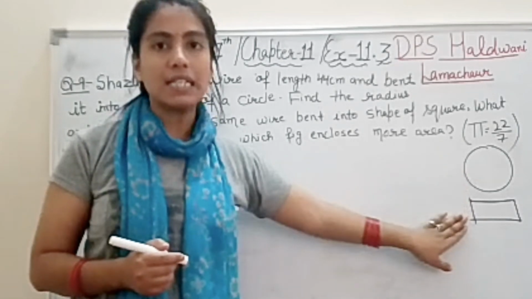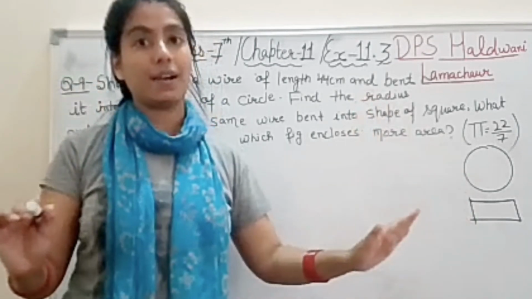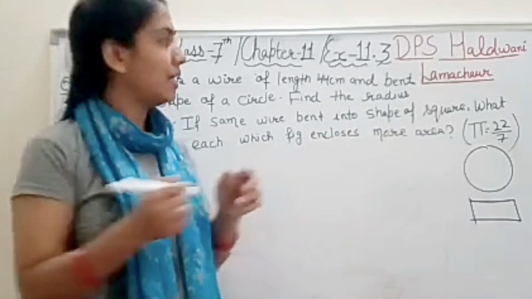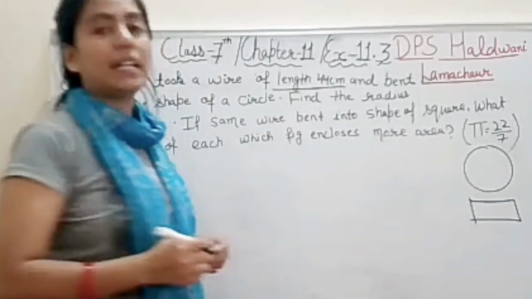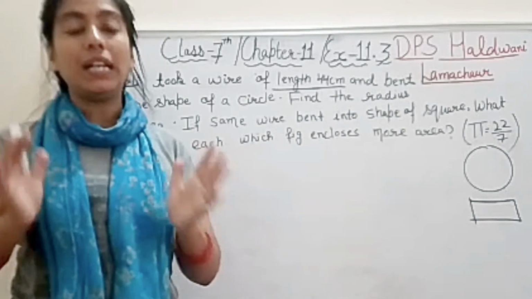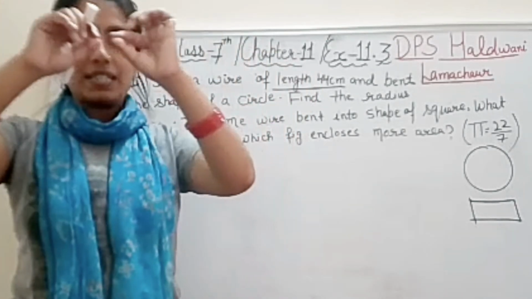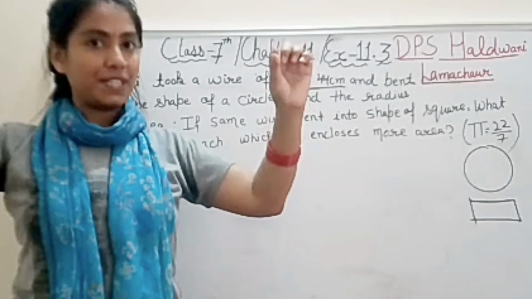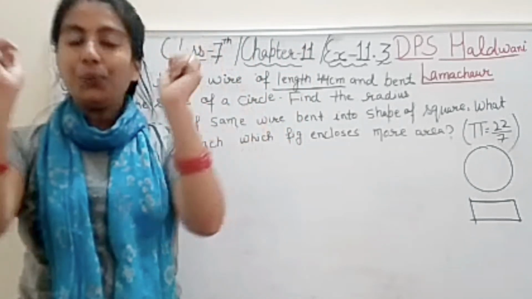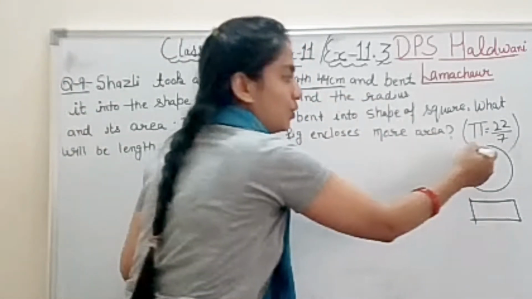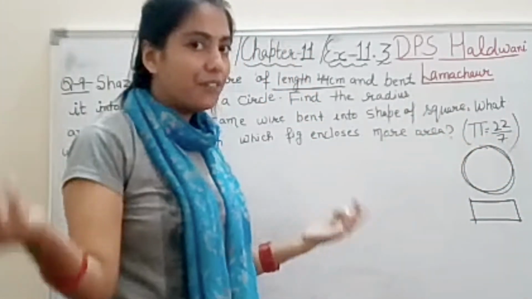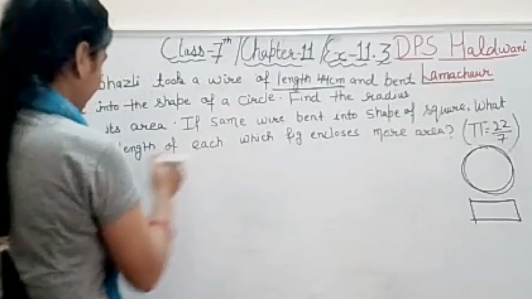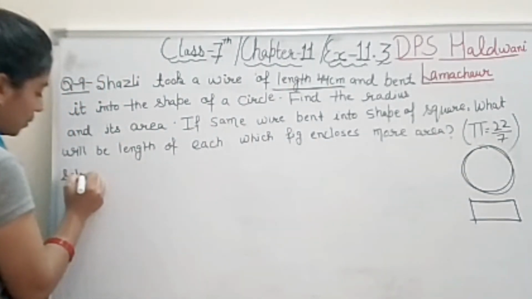It means in both cases at the last you will find the area because you have to compare. In this whole question you have only one thing, that is length, the total length of the wire. This total length is called perimeter. When the wire is bent into a circle, this total length will not change, so it is called circumference in the case of a circle. So yes, let's start the solution.